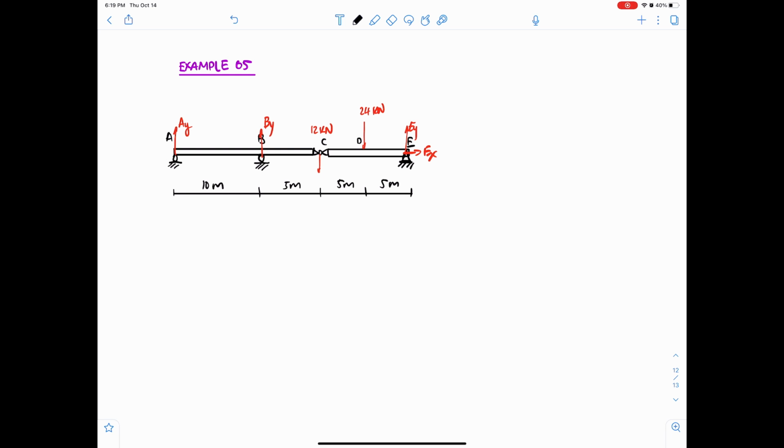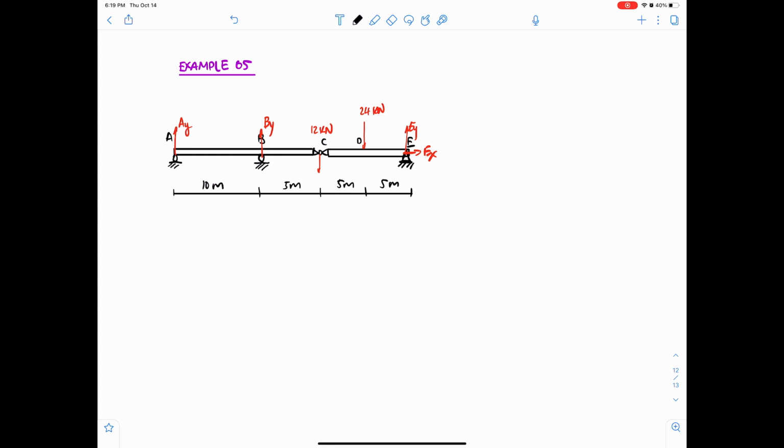Today I'd like to go over another example, and this time it will be simply a beam with a hinge in the middle. The trickiest part, or the one thing that's different from the other videos, is that there is going to be a force directly applied on the hinge. So without further ado, let's just try to solve this.